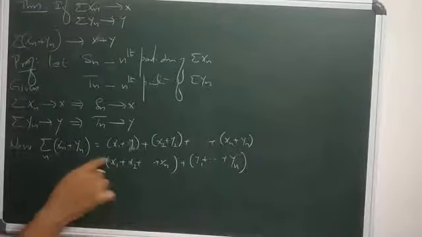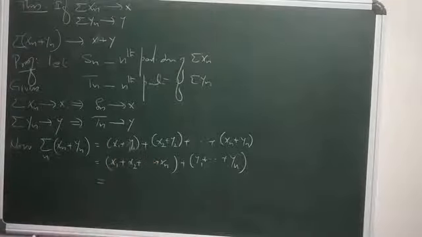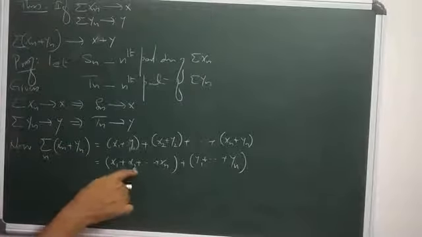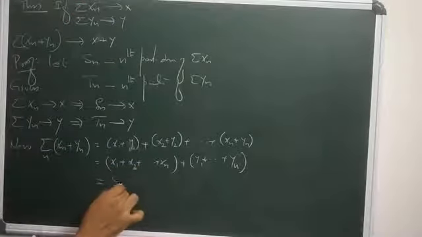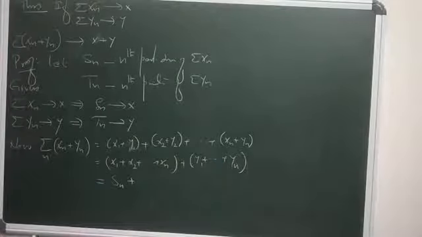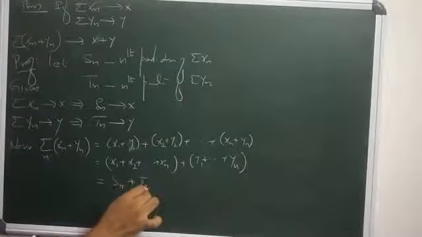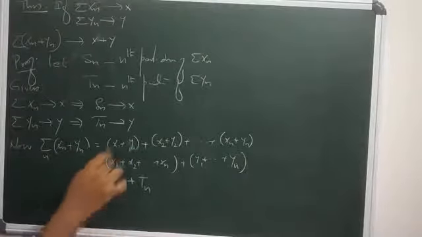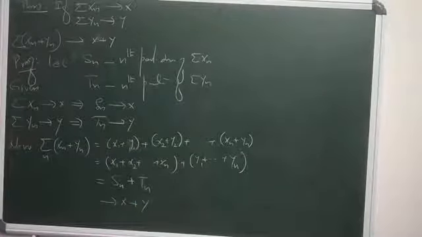That means, what is x1 plus x2 plus etc. plus xn? That is the sum of the first n terms, which is nothing but the nth partial sum of the series sigma xn, that is Sn, plus what is y1 plus etc. plus yn? Which is nothing but the nth partial sum of the series sigma yn, that will be Tn. So Sn plus Tn. But Sn converges to where? Sn converges to x, and what is Tn? Tn converges to y, then Sn plus Tn converges to x plus y.